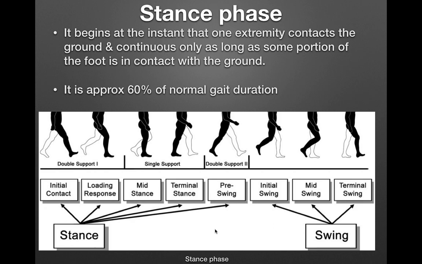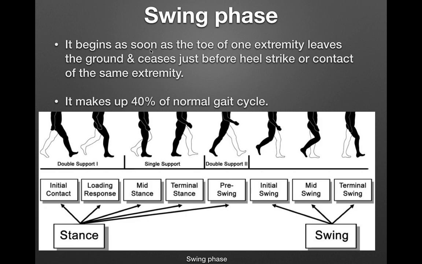In the swing phase also, it begins as soon as the toe of one extremity leaves the ground. Here the toe has left the ground. And then again going up and coming down. Till now, heel strike has not happened. So this is after toe off when the toe has left the ground, and this is the mid swing, and then this is the terminal swing when the foot is progressing toward heel strike. But the heel has not yet struck the ground.